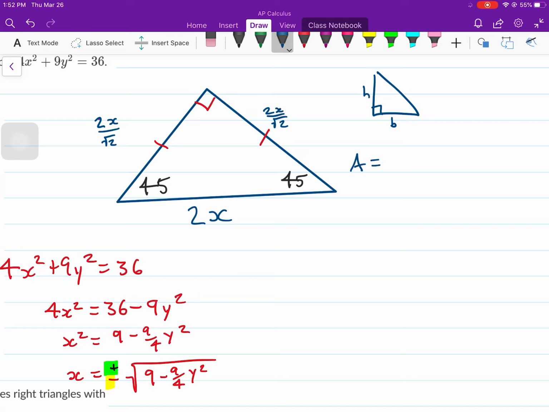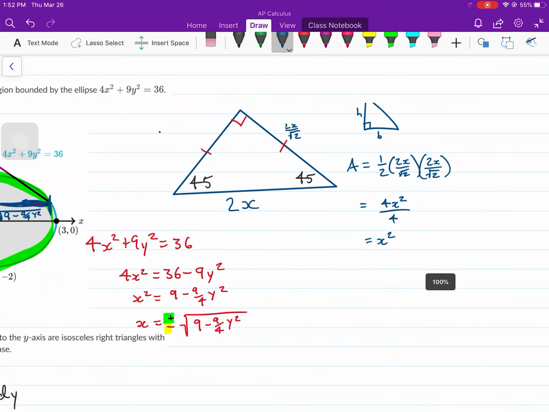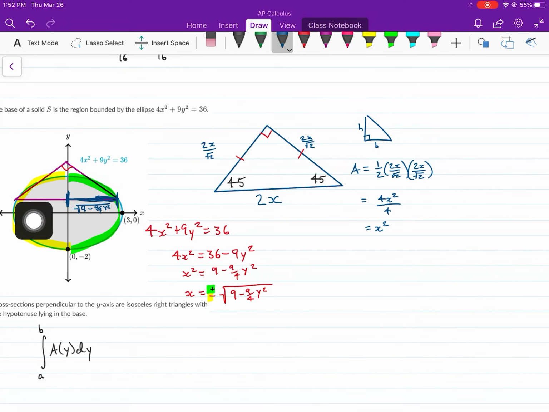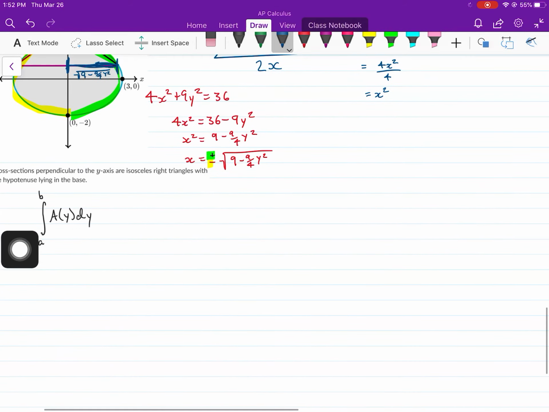So our area of this triangle is going to be 1/2 base times height. And so that's going to be 4x squared over 4. So in other words, x squared. I just put in that 2x just to show you that we're doubling. Whatever this is x, we're doubling it. So I already took that into account. So our integral is really going to be x squared, where x is this function here.